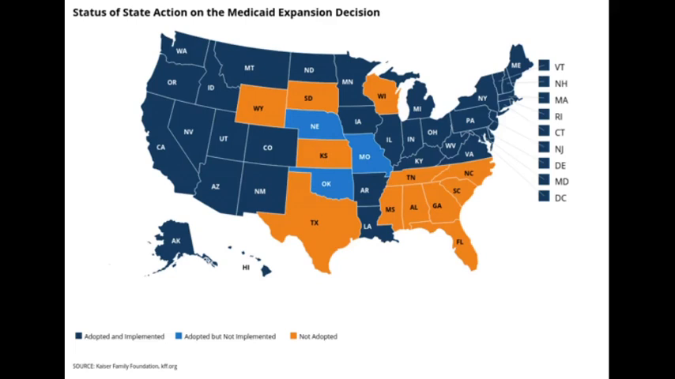The states in orange have not adopted Medicaid expansion, so their eligibility for Medicaid has not increased to 133% of the federal poverty level. In the orange states, in other words, you have to be especially poor to qualify for Medicaid. They still have Medicaid programs that cover only the extremely low income, and they're not expanding it at the expense of the federal government.